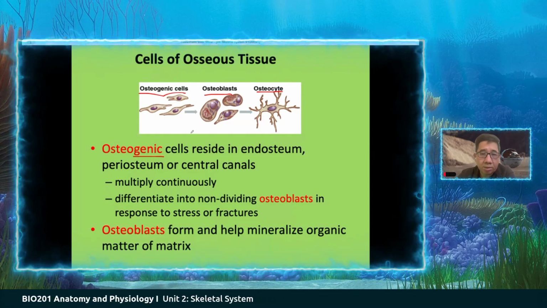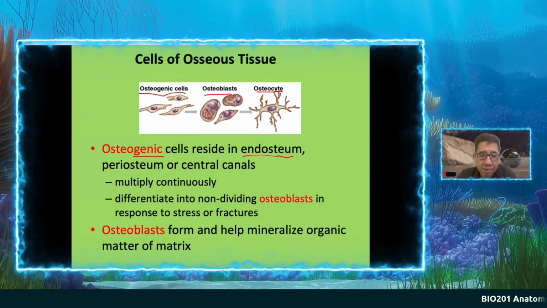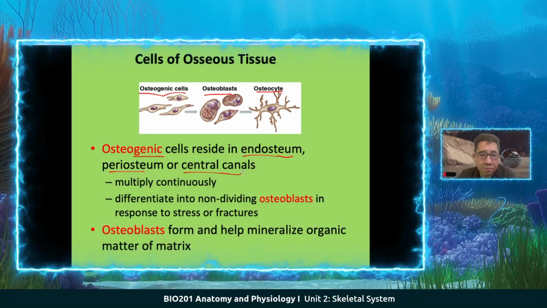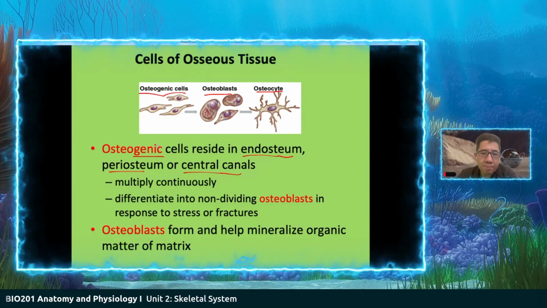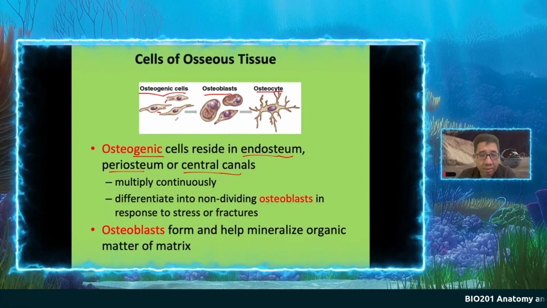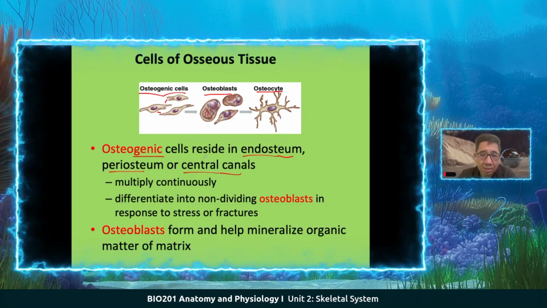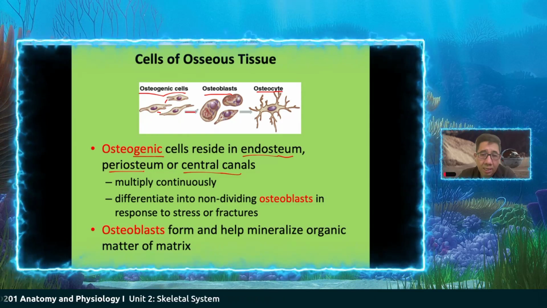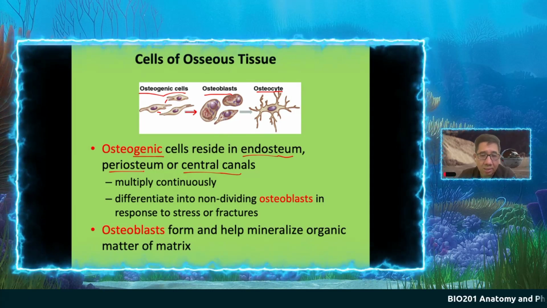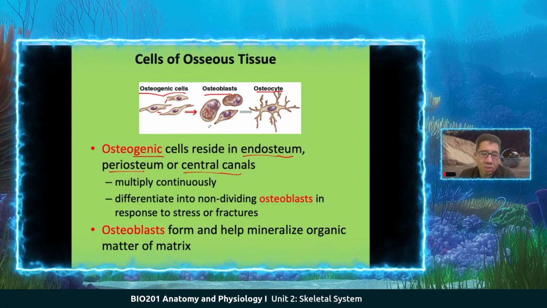Osteogenic cells are usually in the endosteum, which is the inner layer. Sometimes they're in the periosteum as well, or the central canal. All of these locations are where osteogenic cells are. They continue to keep multiplying. These guys like to multiply, splitting themselves using mitosis, more and more of themselves. Then they differentiate into non-dividing osteoblasts, meaning that it changed from this cell into the osteoblast, and osteoblasts will no longer go through mitosis. Think of the osteoblast as a brand new bone cell, a baby bone cell.